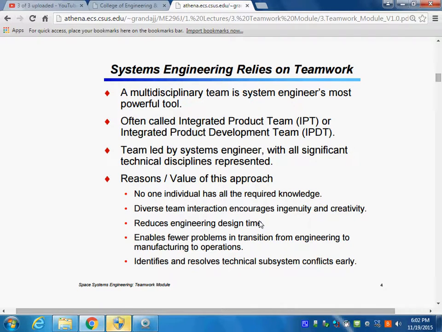In this case, diverse team interaction encourages ingenuity and creativity, of course, reduces engineering design time, and enables fewer problems in transition from engineering to manufacturing, because in the end that's where we are going. We have a mission. We have to make hardware. We need to build vehicles. We need to do all kinds of things to be able to accomplish what we want to do.